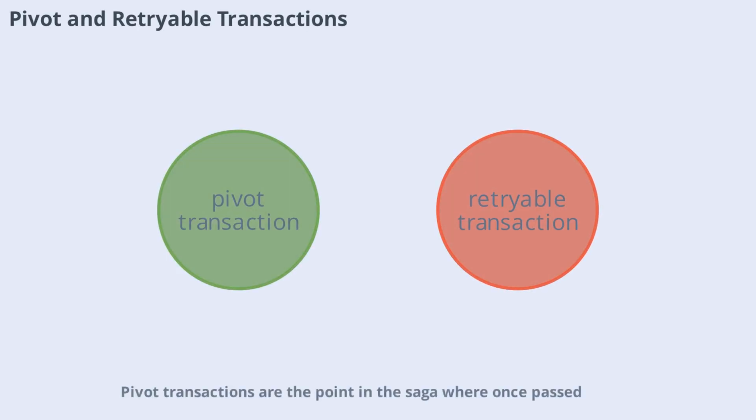Pivot transactions are the point in the SAGA where, once passed, all subsequent actions must complete for the system to be consistent. After a pivot transaction, compensating transactions are no longer possible. Retrievable transactions come after the pivot and are designed to be idempotent, ensuring that even if they're repeated due to temporary failures, the system remains consistent. This structure helps SAGAs handle failures gracefully and reach a reliable final state.